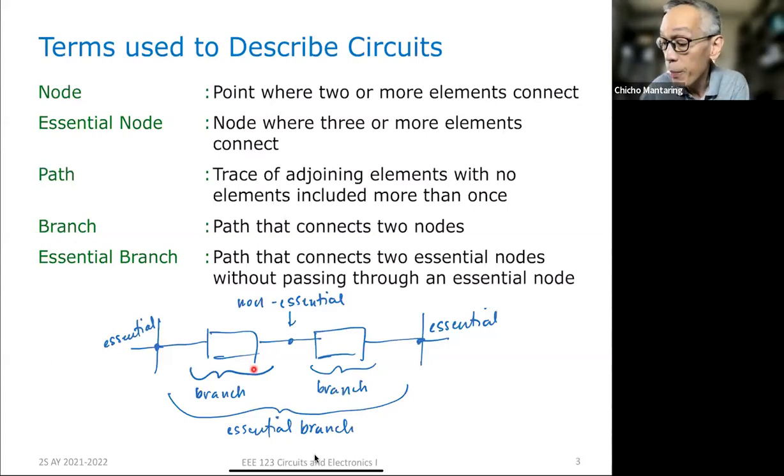This is not an essential branch because an essential branch connects two essential nodes without passing through any essential node. So this is not an essential branch. This is not an essential branch. These are just ordinary branches. But this whole thing, that is now an essential branch.